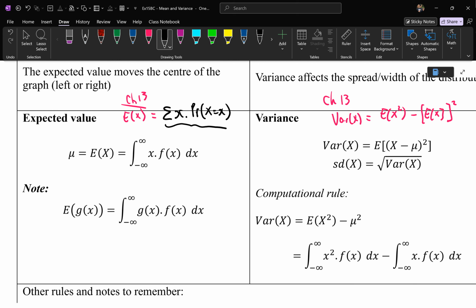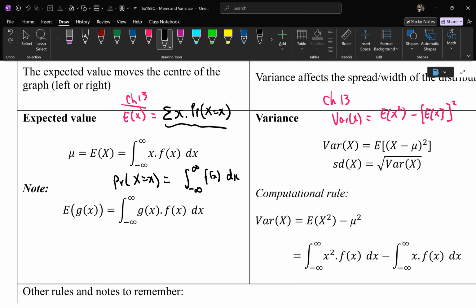But we literally just said from 15A just now, the chances of anything occurring, so probability of x equals little x, is equal to the area under the curve. So if you wanted to find the expected value, isn't it just x times that? So hence x times the function becomes x dot f of x. Same idea.